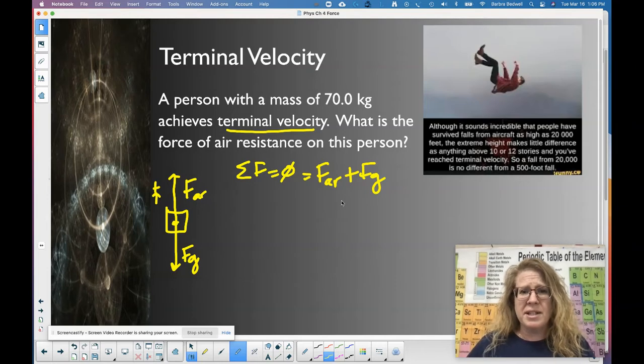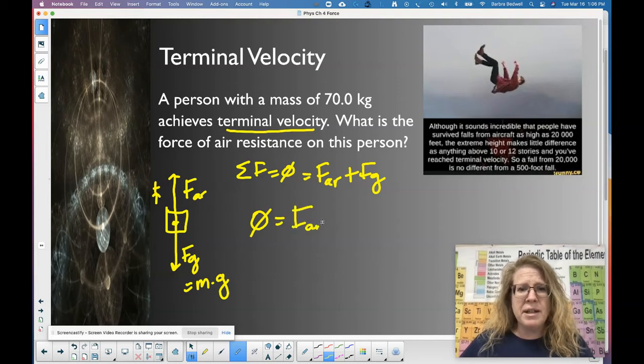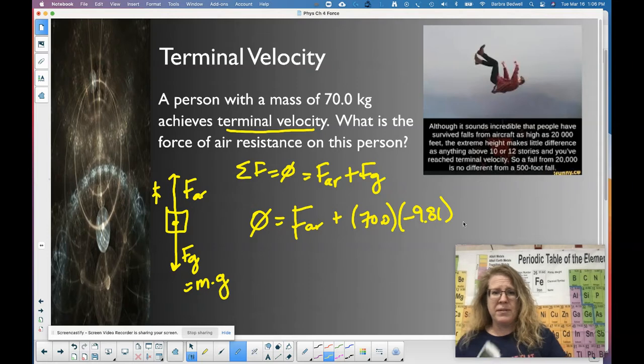So we're trying to figure out what air resistance is. FAR is going to be our unknown. How about FG? What is that? Well, as I said earlier, FG equals m times g. So we know now that our net force is equal to 0, which equals our force of air resistance, FAR, plus F of G. So now what is this? Well, our mass is 70.0 kilograms. Again, kilograms is our standard unit of mass. And our acceleration here is negative 9.81 meters per second squared. Again, I have to put that negative sign in there because it's downwards. That's why I'm giving it that negative sign.